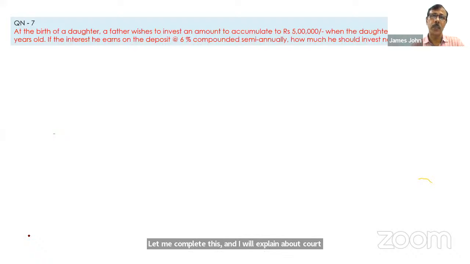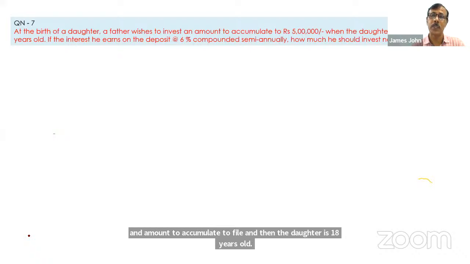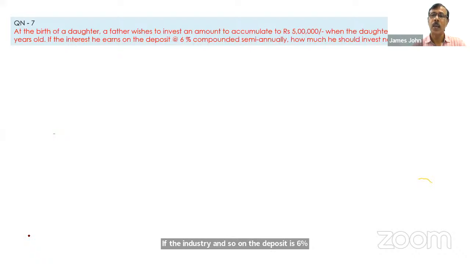At the birth of a daughter, a father wishes to invest an amount to accumulate to 5 lakh when the daughter is 18 years old. If the interest he earns on the deposit is 6% compounded semi-annually, how much should he invest now? What is the question? Means whether you have to apply the annuity or some other formula. Look, whether here the person is depositing every month or every year or every quarter like that. Read the question.